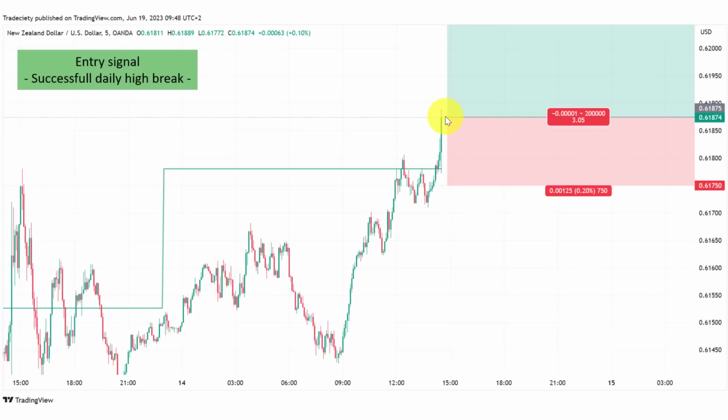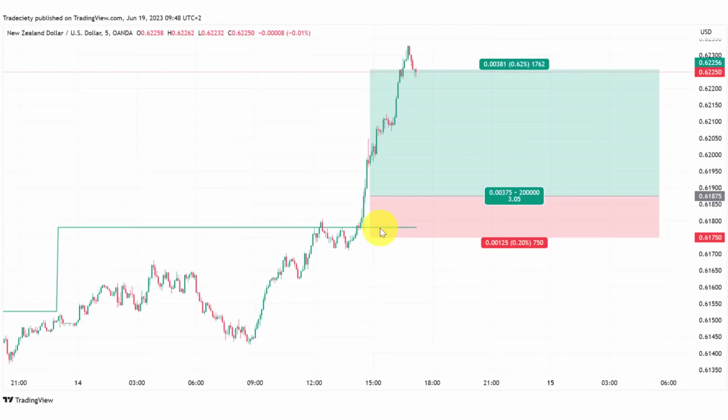And you can see the market shoots higher. We get a huge momentum candle. This could have been used as an entry signal. Stop loss underneath the daily high, typically that's what you do. And then, for example, you could shoot for a 3-to-1 reward to risk ratio. And the market quickly advances higher and pushes into the 3-to-1 target.